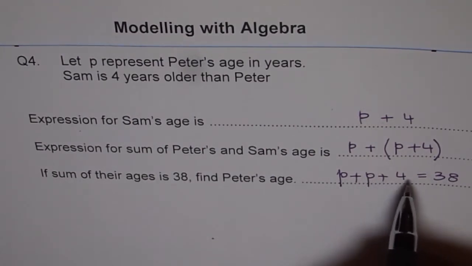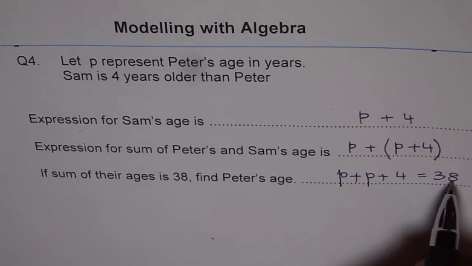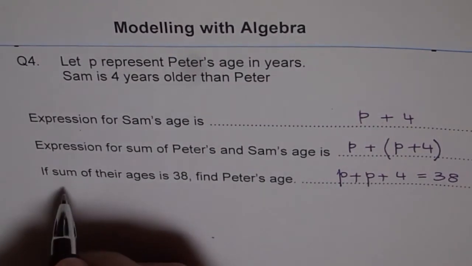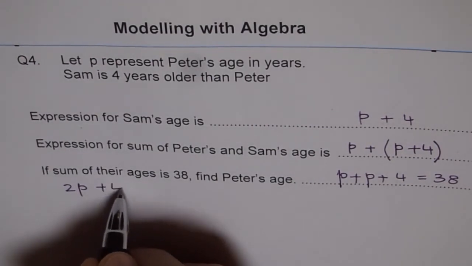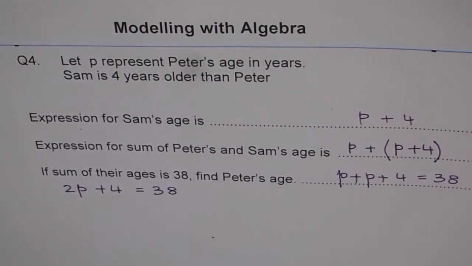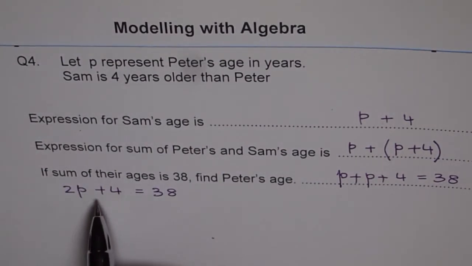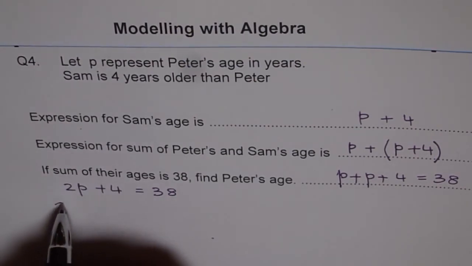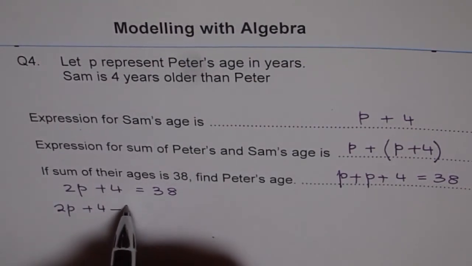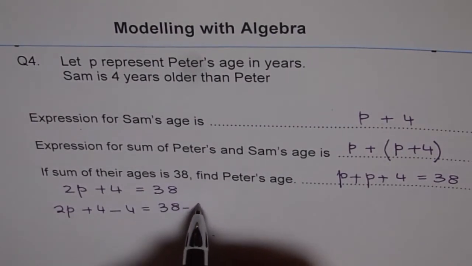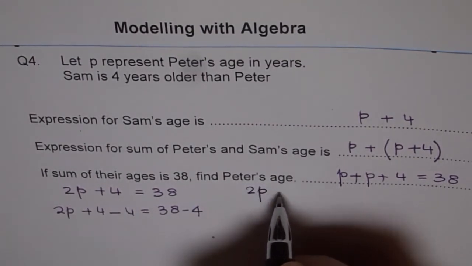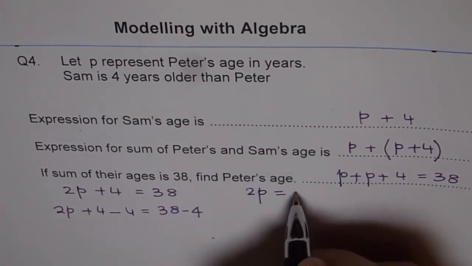This is an algebraic equation with a variable P. So P plus (P plus 4) means 2P plus 4 equals 38. Whenever you have an equation like this, combine the like terms. P plus P is 2P. So let me write 2P plus 4 equals 38. Now we have to keep variables on one side and constants on the other. That is the technique of solving equations which you learned earlier. Apply that technique. 2P plus 4 minus 4 equals 38 minus 4. So 2P equals 38 minus 4, which is 34.